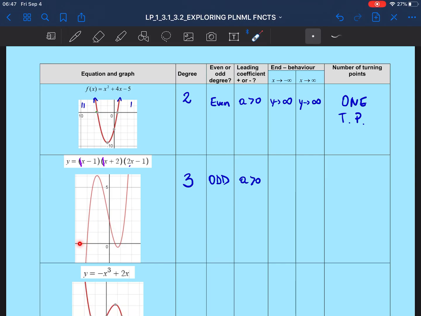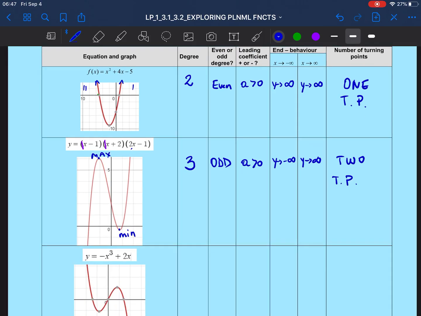As x approaches negative infinity, the y values are going down, because as x becomes smaller and smaller the y values are trending down. So we'll say that y approaches negative infinity. And as x approaches positive infinity, the y values increase to infinity. In this case, we will see two turning points, one here and one here. Okay, with this being a maximum and this one being a minimum point.